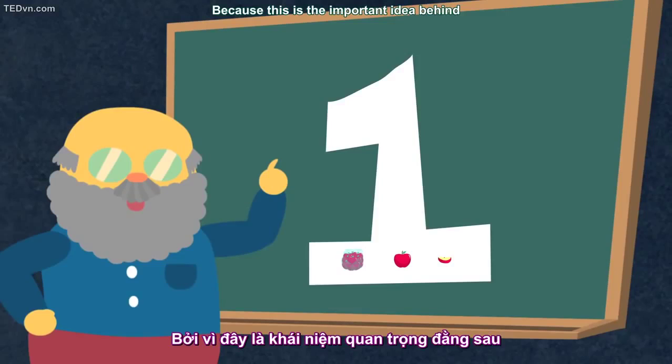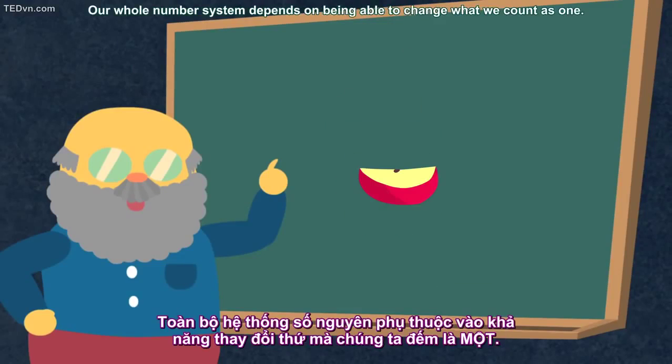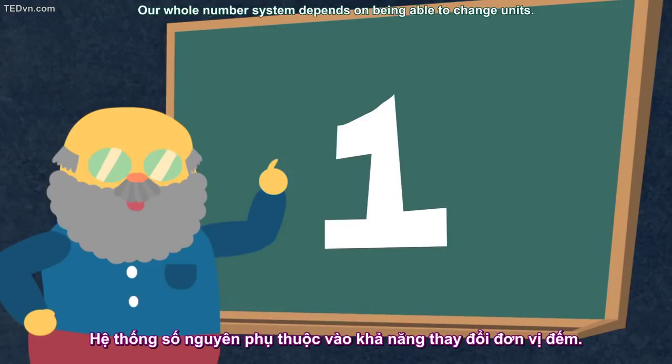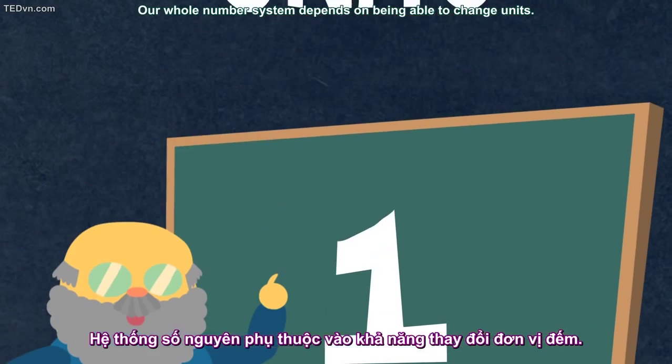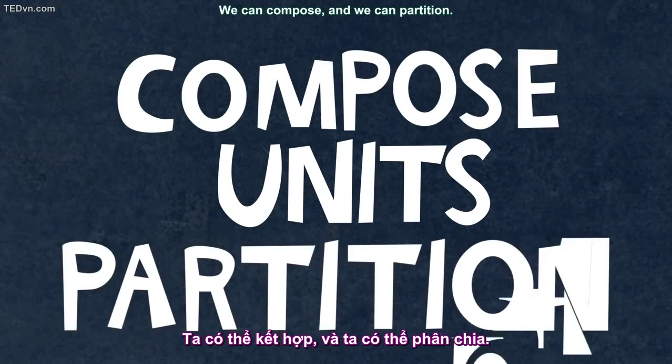Because this is the important idea behind whole number place value, decimal place value, and fraction. Our whole number system depends on being able to change what we count as 1. Our whole number system depends on being able to change units. There are two ways to change units. We can compose and we can partition.